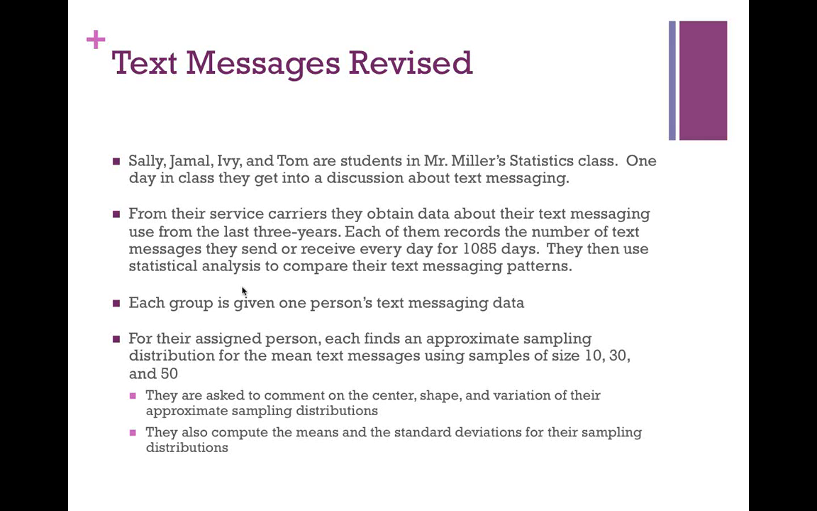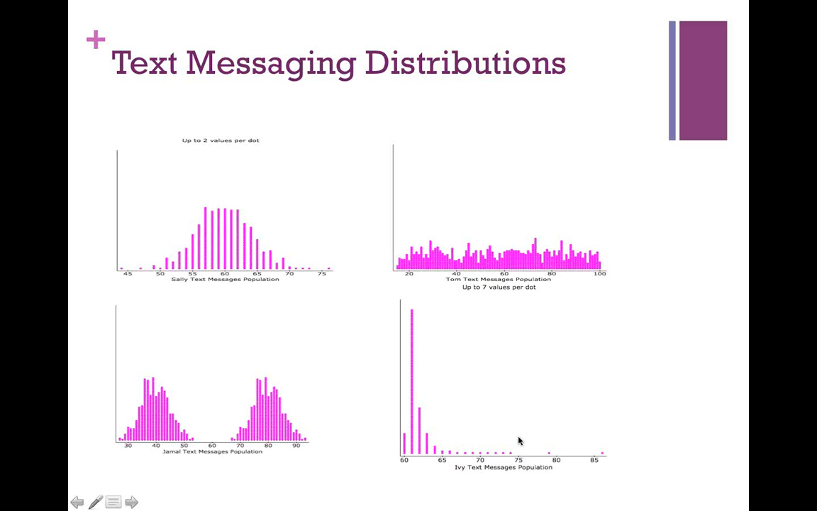And for their assigned person, each of them finds an approximate sampling distribution for the mean text messages using samples of different sizes: 10, 30, and 50. And then they're asked to comment on the center, shape, and variation of their approximate sampling distributions, and then compute the means and the standard deviations for the sampling distributions, which at the next lesson would lead us into the derivation of the standard deviation for the sampling distribution.